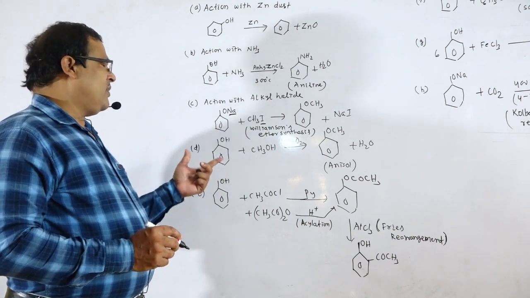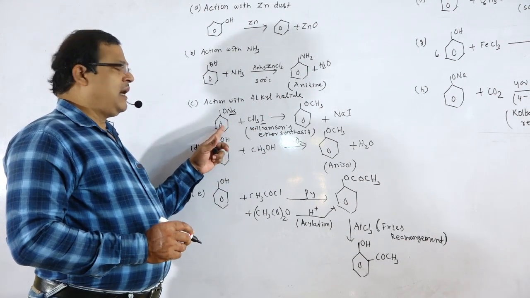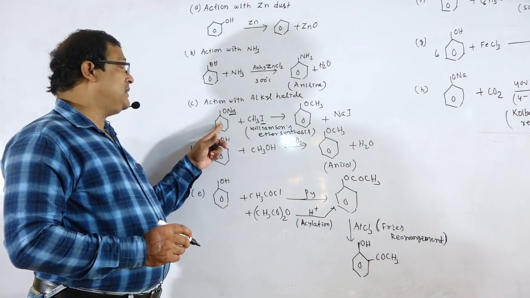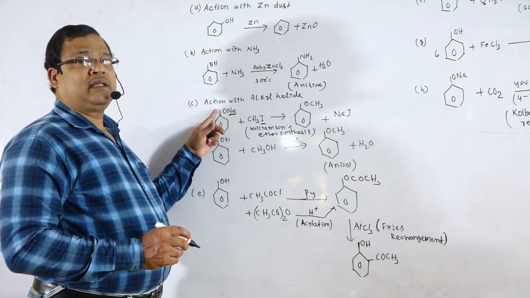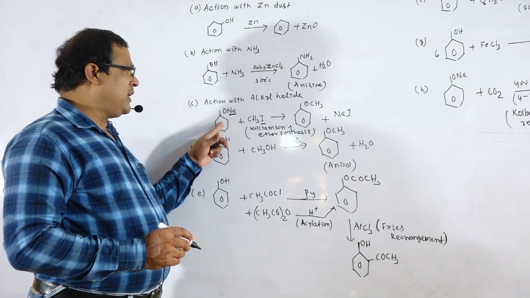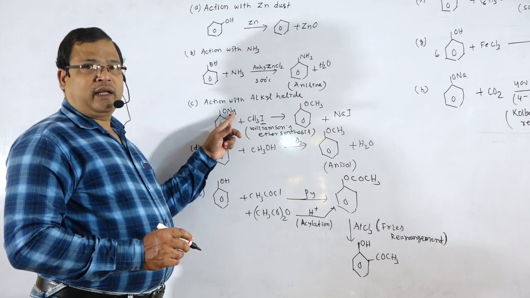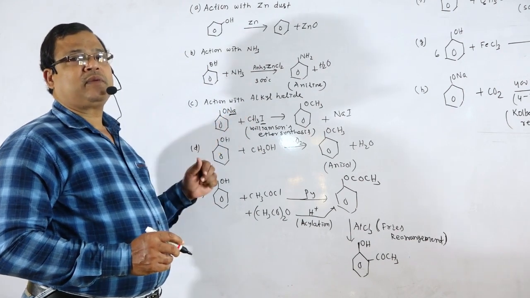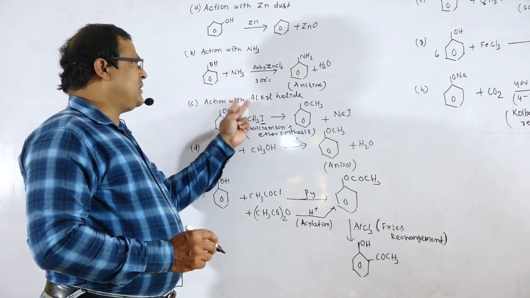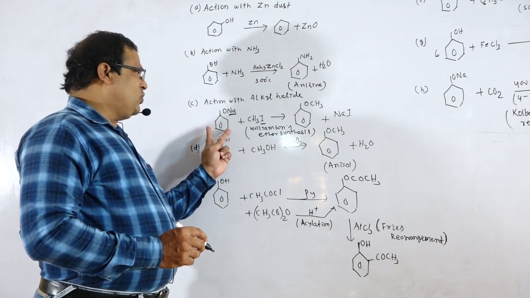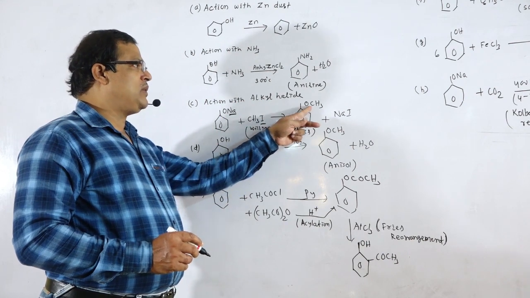Next, a very important question from this one. If we take a benzene ring attached with chlorine, bromine or iodine, that is a haloarene, and react it with CH3ONa, there is no chance of formation of the ether. We will discuss this later on. This was regarding the action with alkyl halide: sodium phenate reacts with methyl iodide, and there is the formation of methoxybenzene.